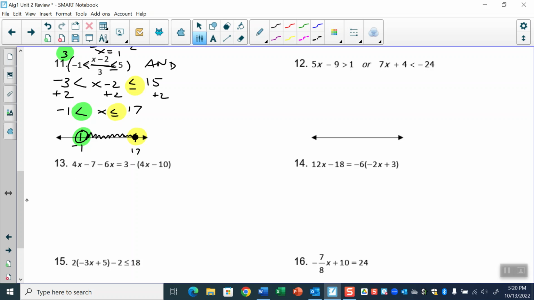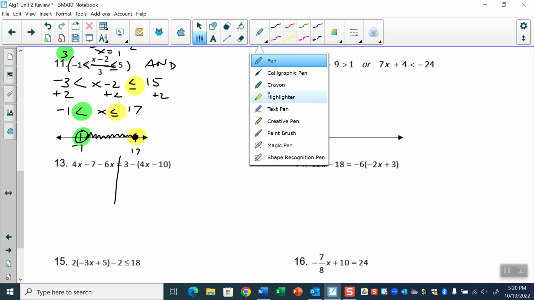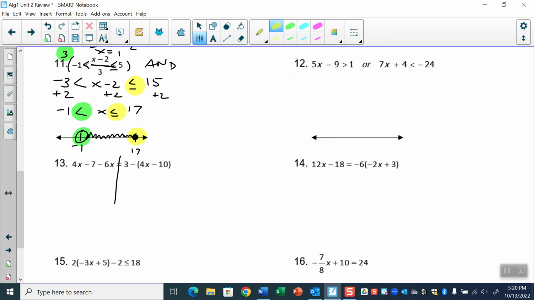So looking at 13, I've got an equation, but the 4x and the -6x are on the same side. So I'm going to combine them. I've got 4x minus 6x, which is -2x. And then I'm just going to bring down the -7 because I can't combine it.